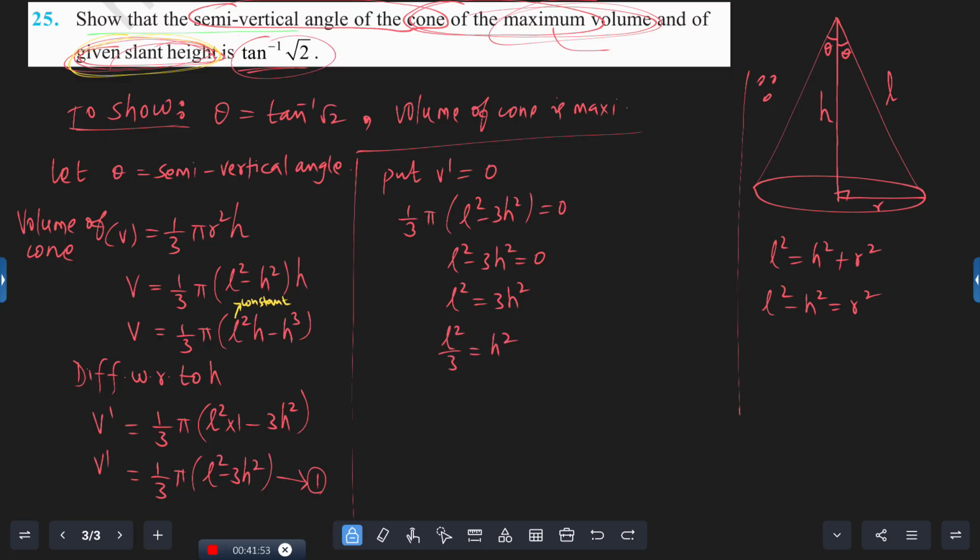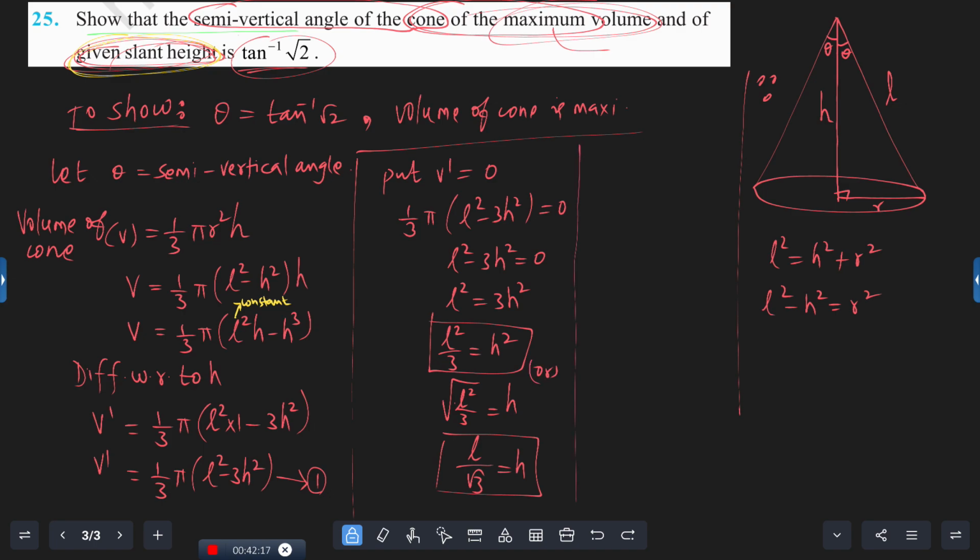Either H square or H value. If we need the H value, it is the square root of L square divided by 3, equal to H. Children, listen. The square root of L square is L, but root 3 let it be as it is. That is the required value of H. So either you can use H square or H, any one you can use.